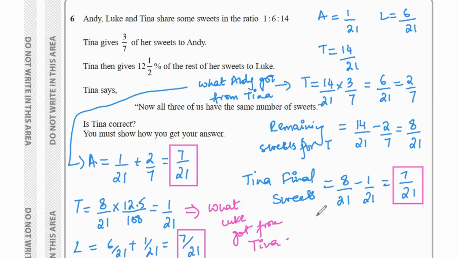So if we compare them, it's exactly the same. They have the same ratio. 7 over 21 is to 7 over 21 is to 7 over 21, which simplifies to 1 is to 1 is to 1. So yes, she is correct.